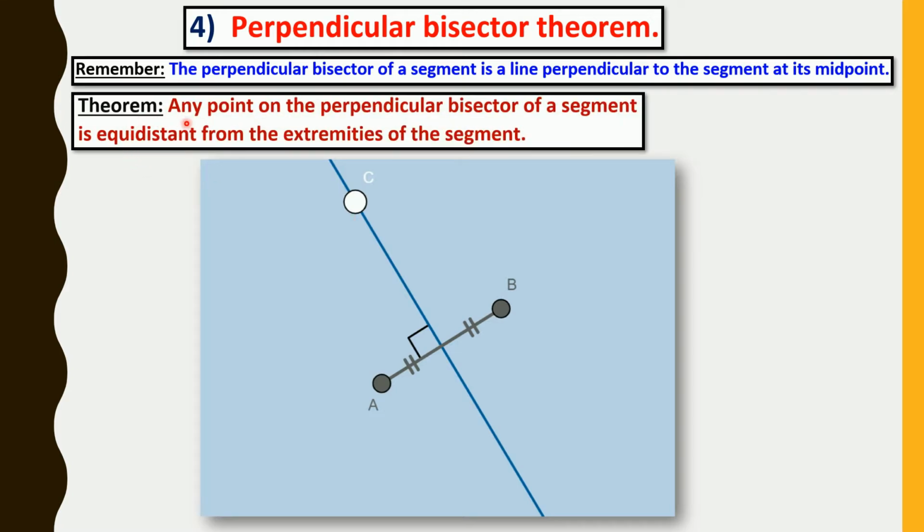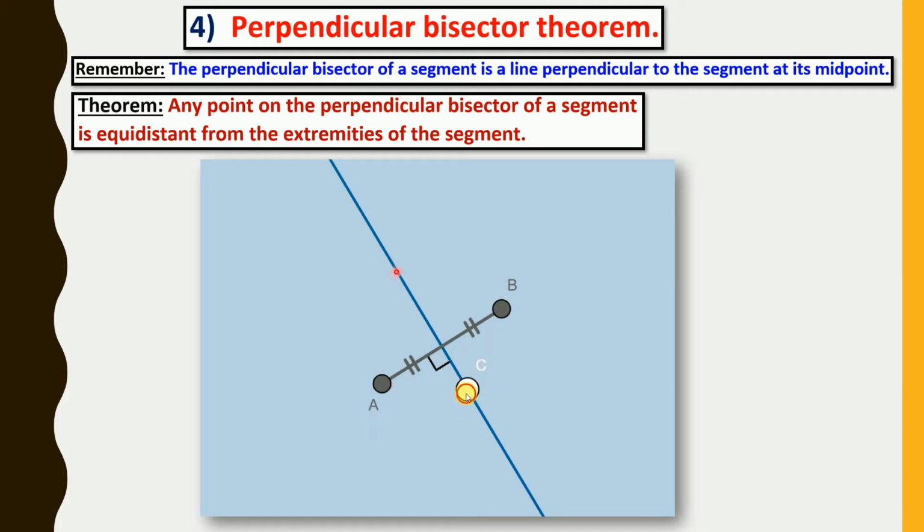The theorem says any point on the perpendicular bisector of a segment is equidistant from the extremities of the segment. Here we have C at equal distance from the extremities of segment AB. If I move point C, it will always be equidistant. Here, if it's the midpoint of AB, it's also equidistant from the extremities.